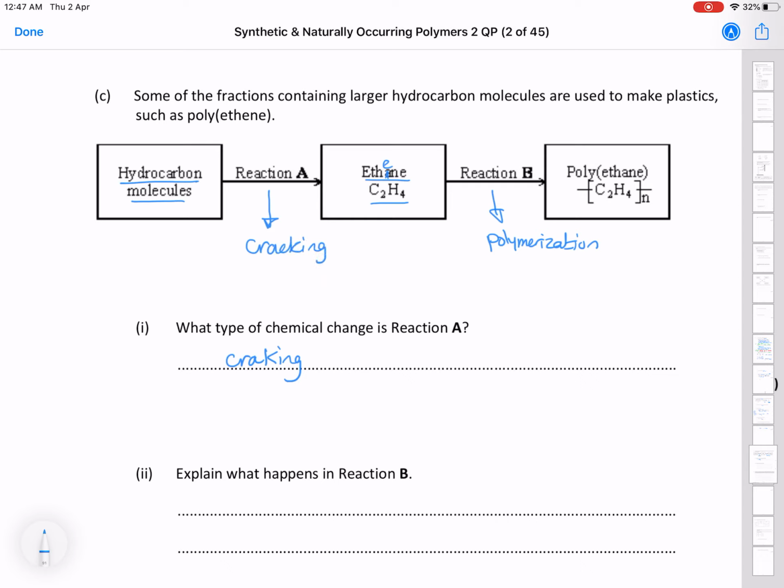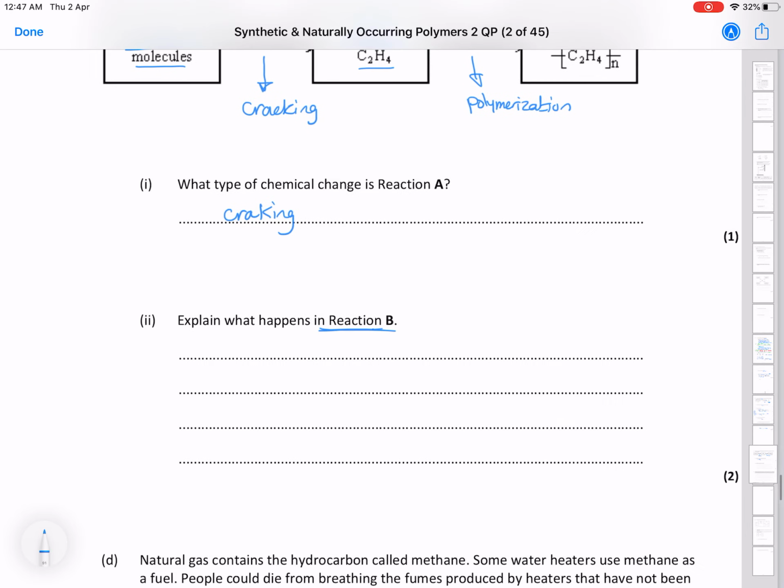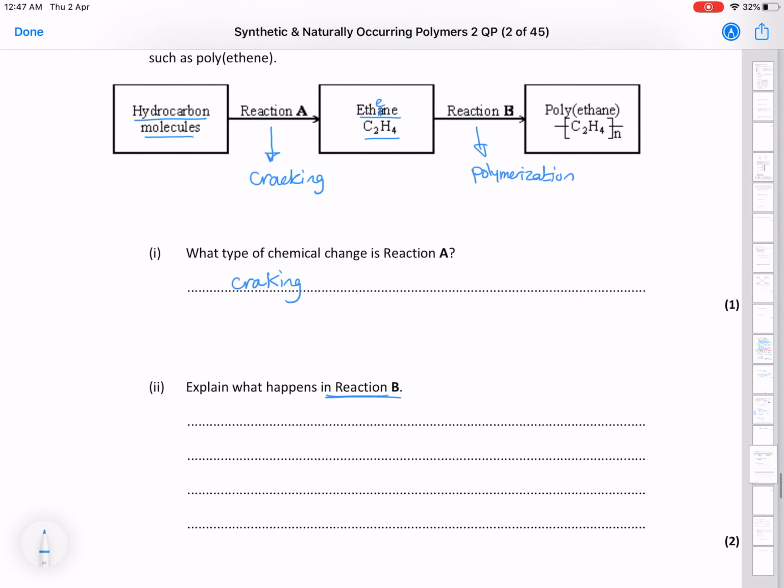So here they want you to explain what happens in polymerization. Let's check how many marks on this question. 2 marks, yes. So I would explain polymerization where I'm using many monomers, or many small molecules of alkene, breaking the double bond and then joining them together to form larger molecules or to form polymers, okay? That's it. So that's what we're going to write.